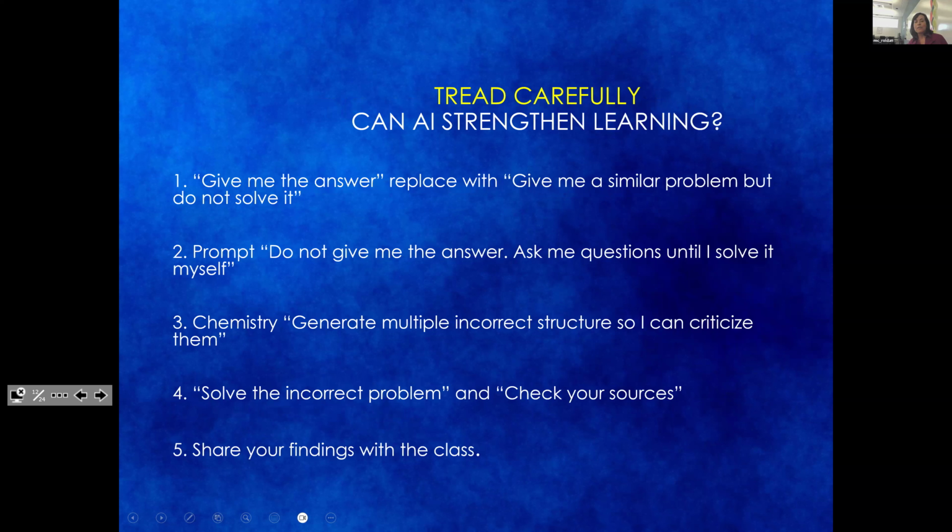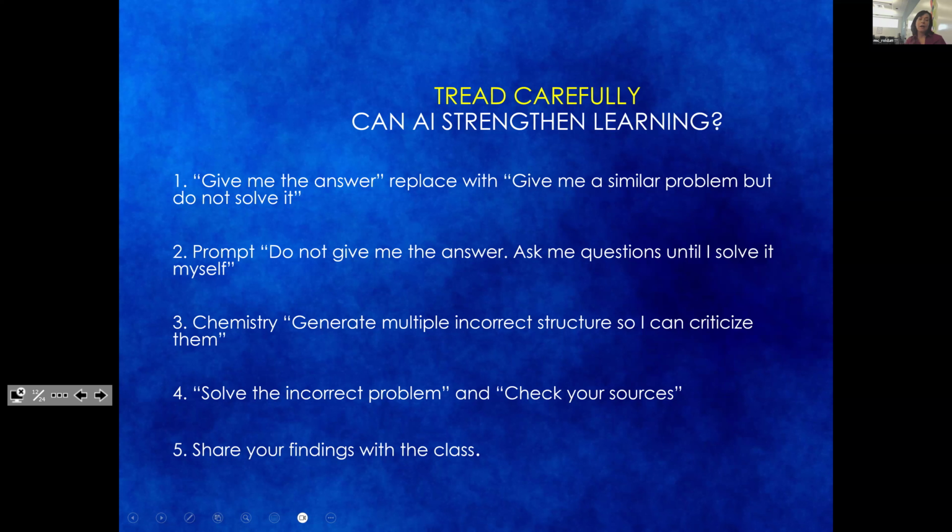Can AI really strengthen learning? So the best way to learn is engaging with the material using a whole student approach. And these prompts can help a student who studies alone with only a tutor or with a class. So here are some of the things where it can strengthen learning. Number one is, instead of saying, give me the answer, replace it with, give me a similar problem, but don't solve it. So I tell the students, it's okay to use AI as long as you use it to help your learning. So the prompt: do not give me an answer, ask me questions until I solve it myself.